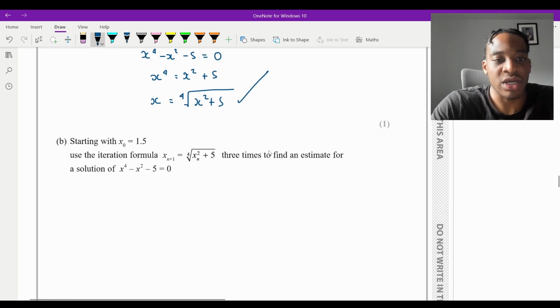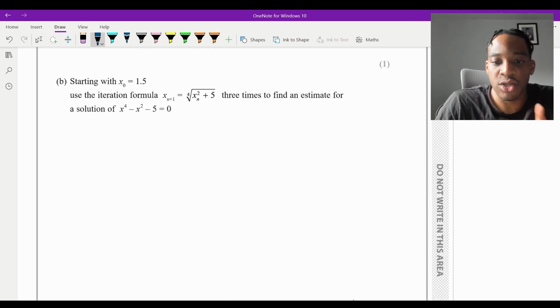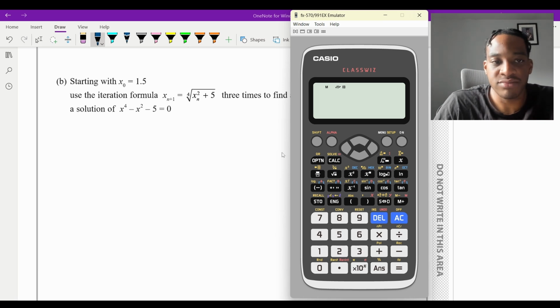So we have to start with x naught is equal to 1.5. All you're going to do with this one is get your calculator, and we're starting with x naught is 1.5. So you're going to press 1.5 and click equals, right? This stores 1.5 on your calculator.